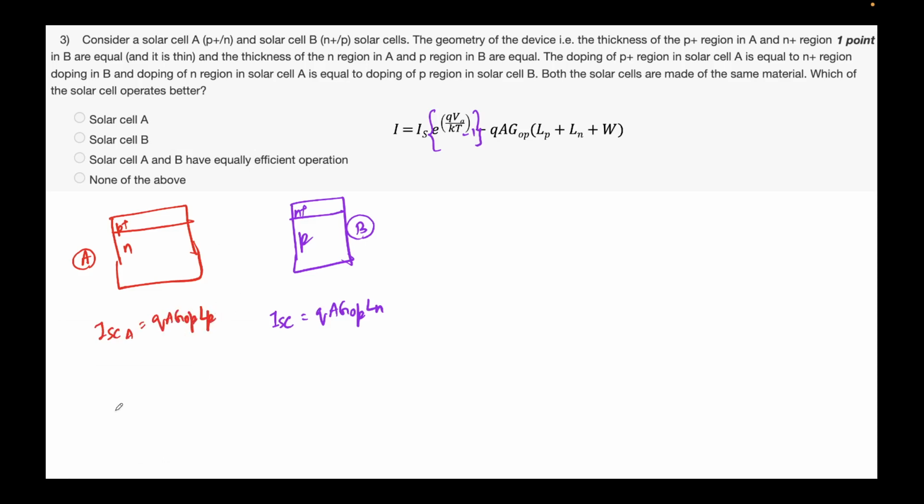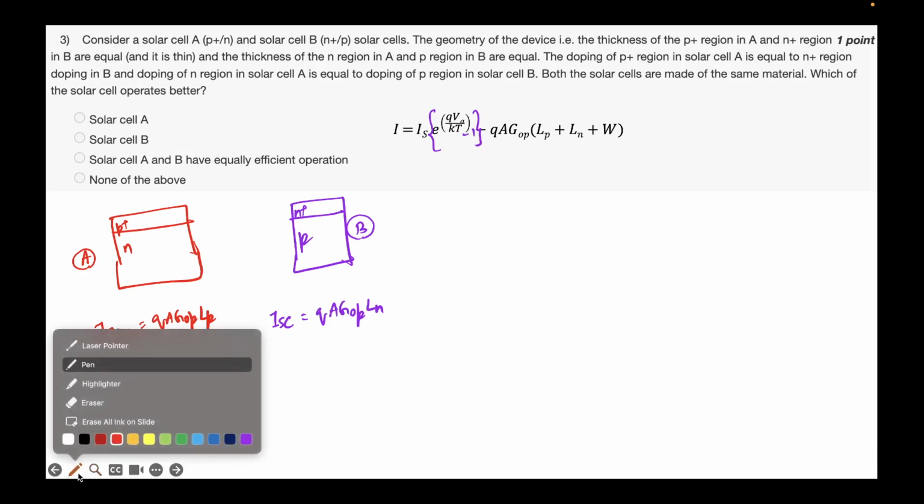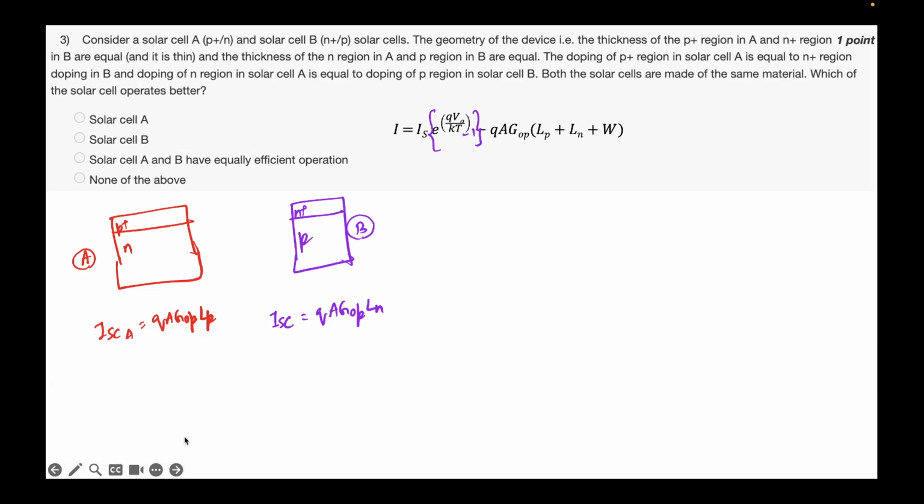GOP LP. Now GOP is the optical generation rate, which depends on the material, which is the same in both cases, as well as on the solar spectrum. Again, we'll assume the same for both of them, and the geometry is also the same. So the only thing that's going to differ is the diffusion lengths. And typically LN is greater than LP. This implies ISC for B will be greater than ISC for A. So we have now completed the first analysis.